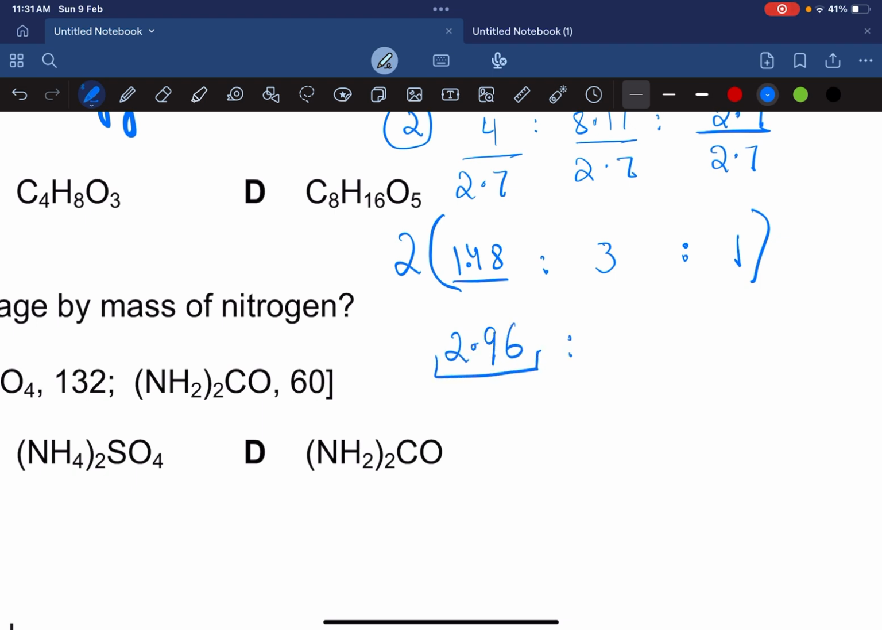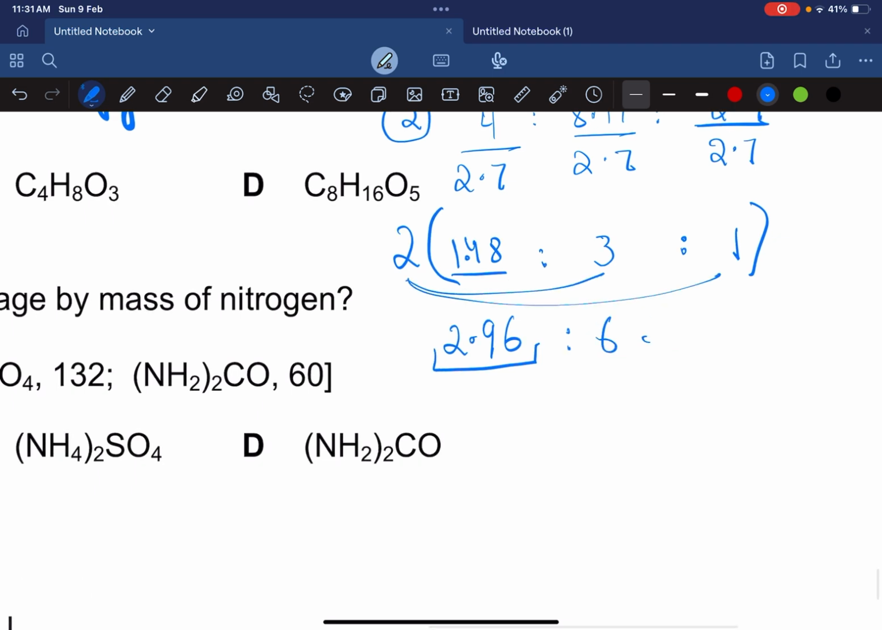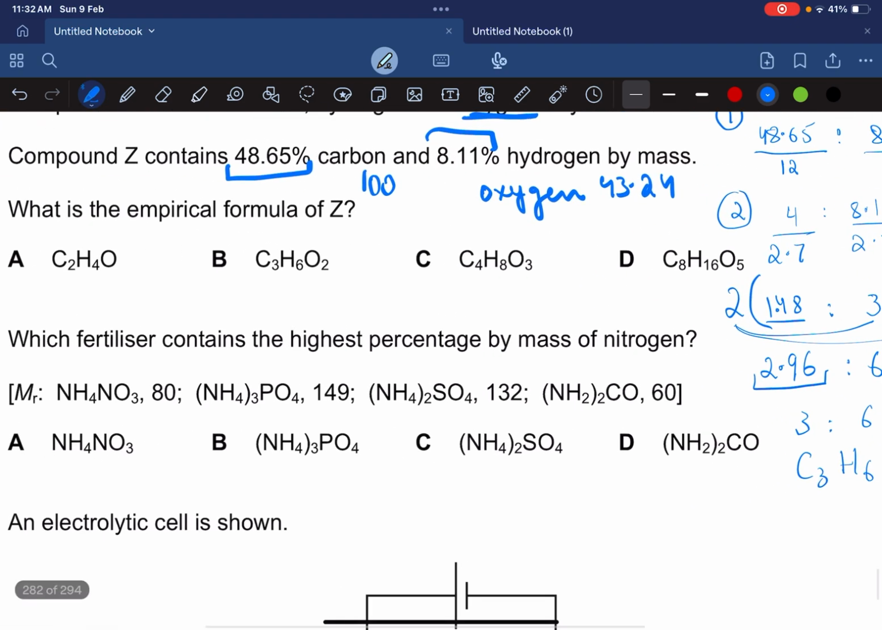Multiplying 2 with 3 gives us 6 and 2 with 1 gives us 2. Now we can easily round this off. This can be easily rounded off to 3. 2.96 is very near to 3. 3 ratio 6 ratio 2, which is going to make it carbon 3, H6, and O2. So I guess that is option B.